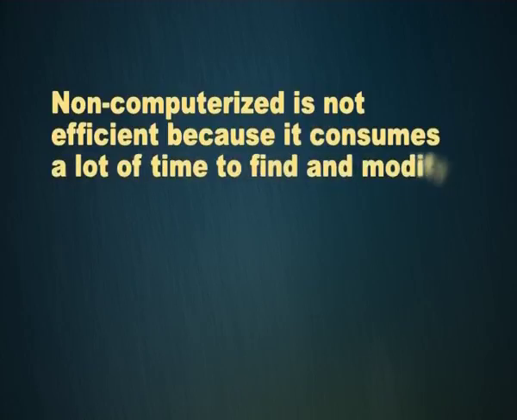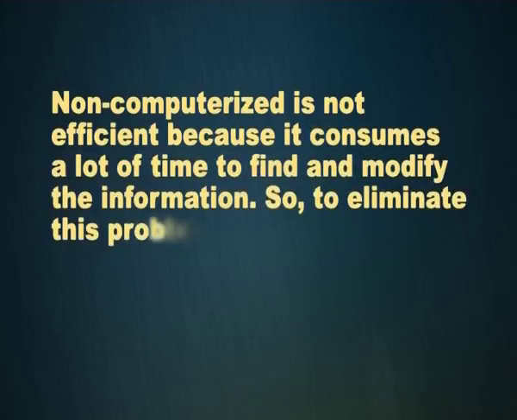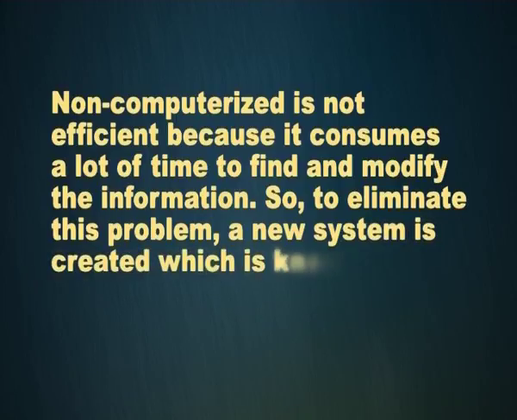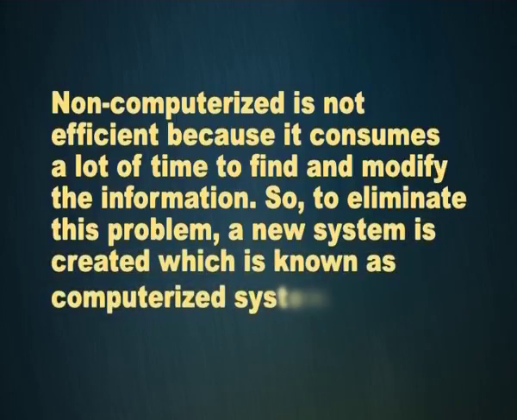Information systems can be categorized into two types: manual and automatic, also known as computer-based information systems, that is CBIS. Before we used CBIS, all the data was handled manually, where all the information was written and stored in different files. Sometimes this process is called a non-computerized system. Non-computerized systems are not efficient because they consume a lot of time to find and modify the information. So to eliminate this problem, a new system was created, which is known as the computerized system or the CBIS.